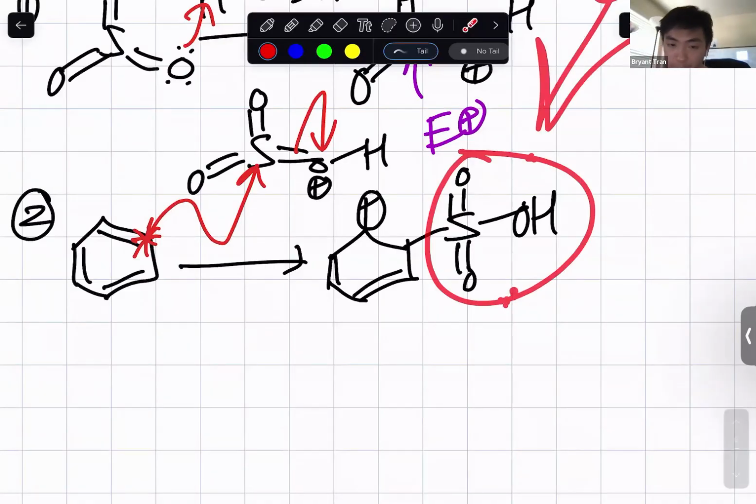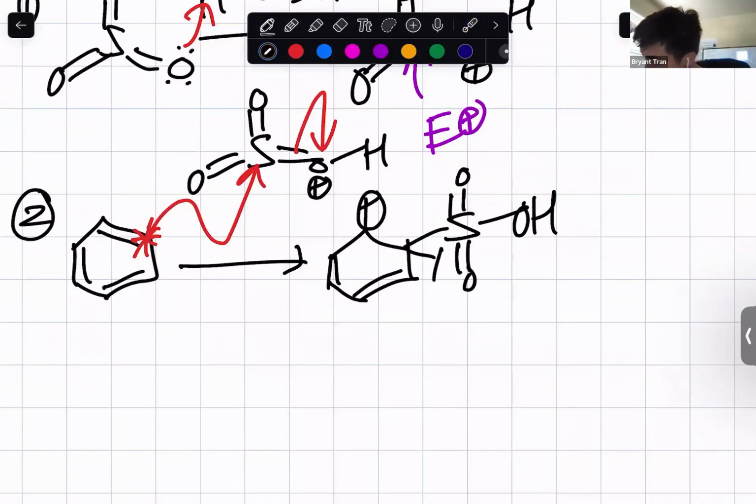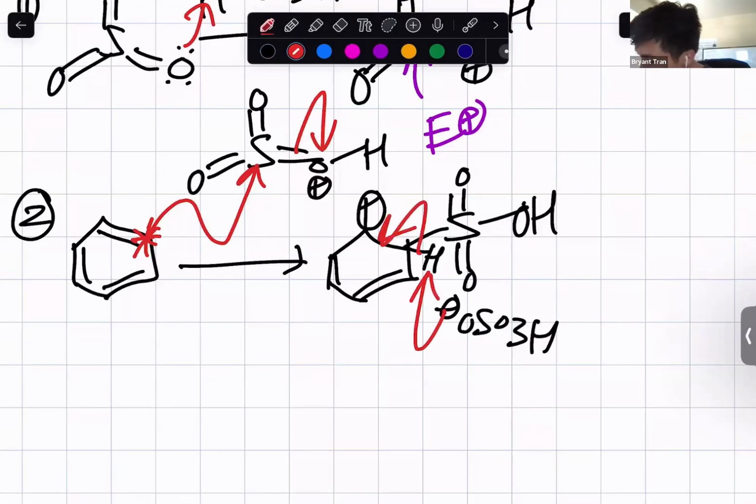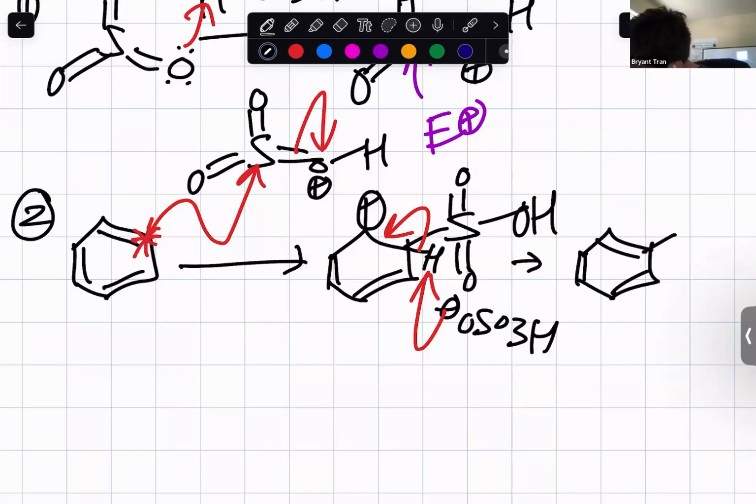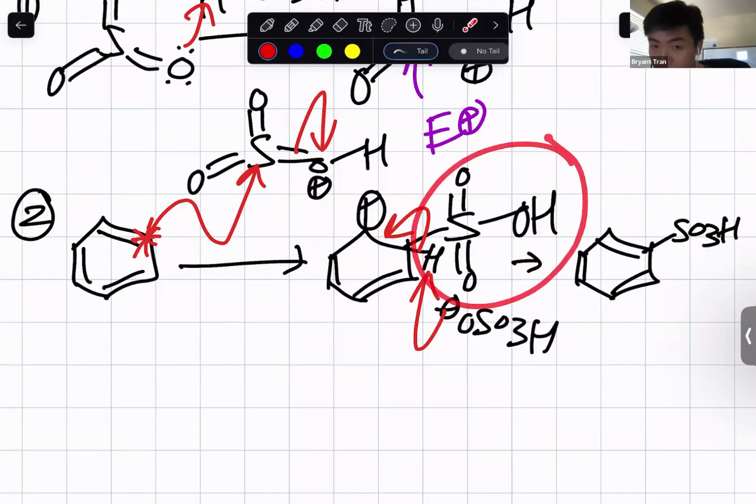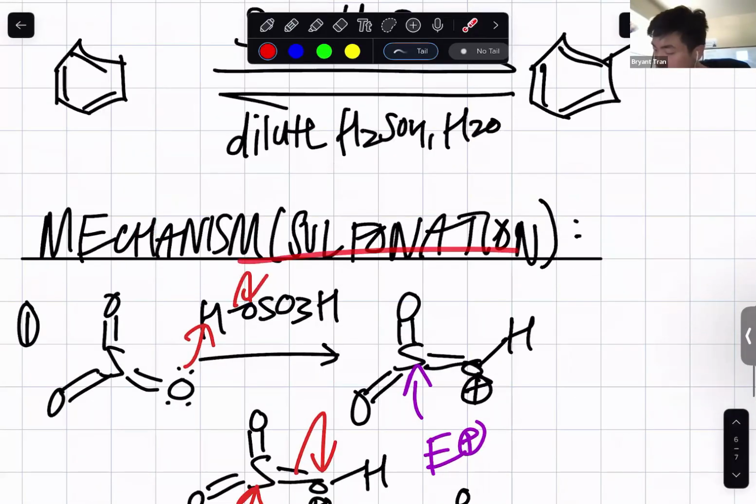Okay? Now, we broke the aromaticity here. So the third and final step, we'll have the base, which is the conjugate base of sulfuric acid that we used in the first step, to do elimination and restore aromaticity. And I'm gonna condense this SO3H structure down into this condensed structure here. Okay, now that's the mechanism for sulfonation.